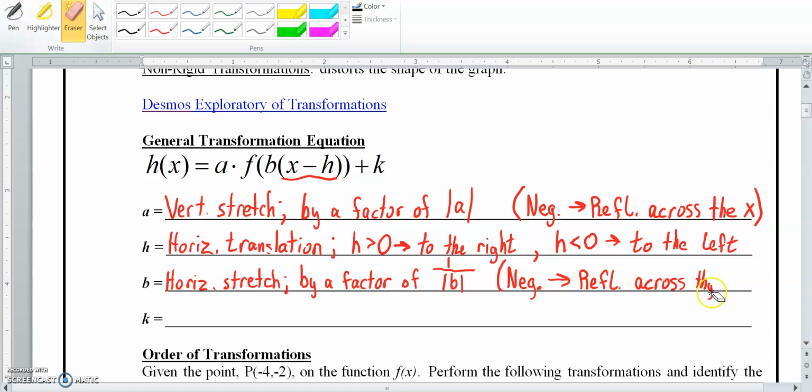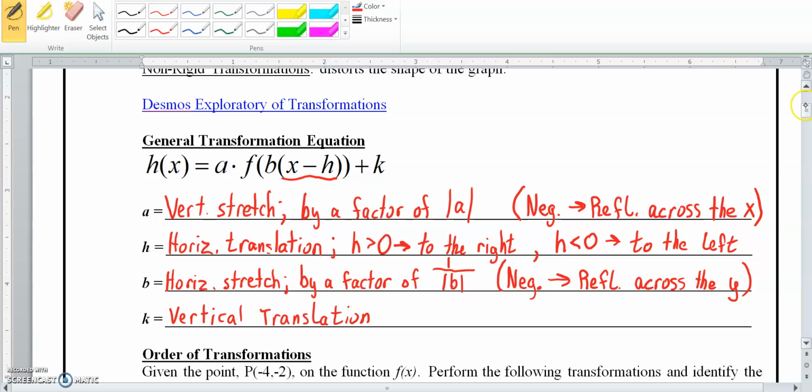Whoop, got ahead of myself. All right, so we got those 3 taken care of. And our last one, most people find pretty simple, but our k value at the end is our vertical translation or vertical shift. Nothing much to it other than a shift up is positive, down is negative, so that's pretty intuitive that way.